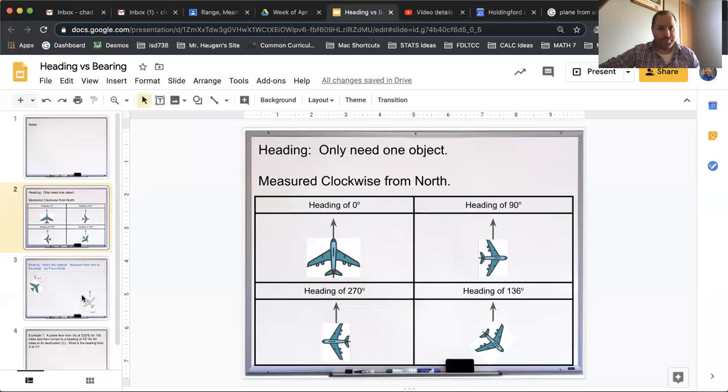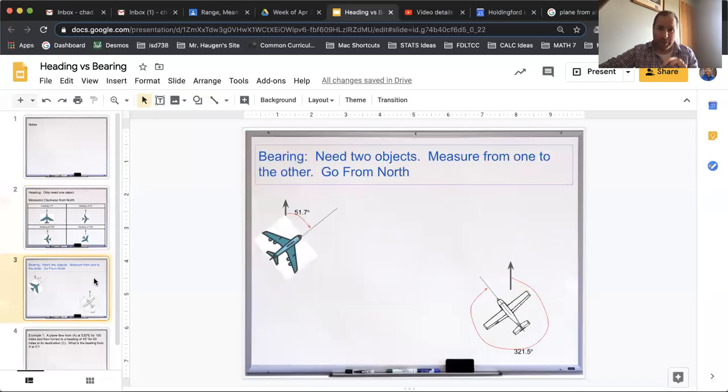That's a heading. On the other hand, bearing, you need two objects to find bearing. And that is you're measuring, let me see if I can say this right, bearing is you are measuring the heading to the vector or to the thing connecting the two objects.